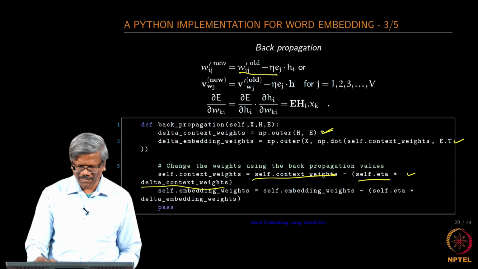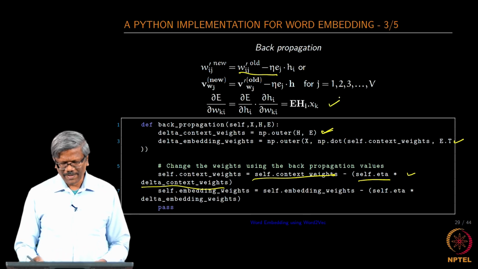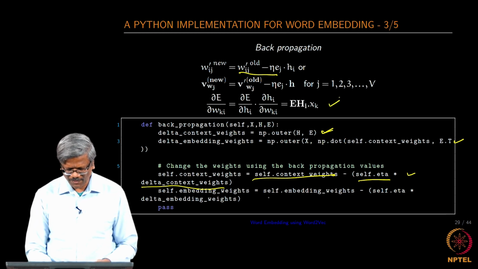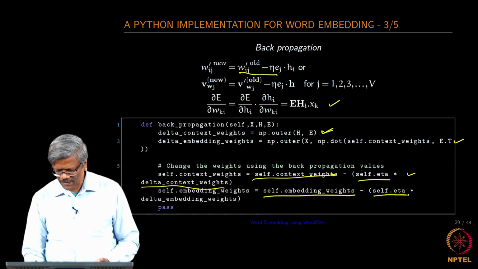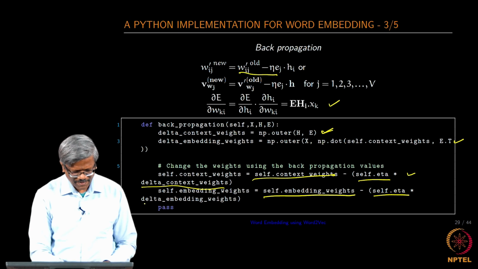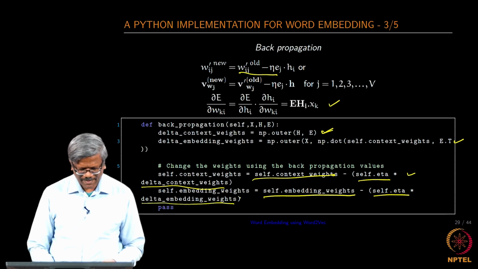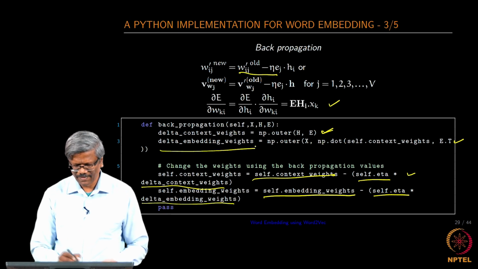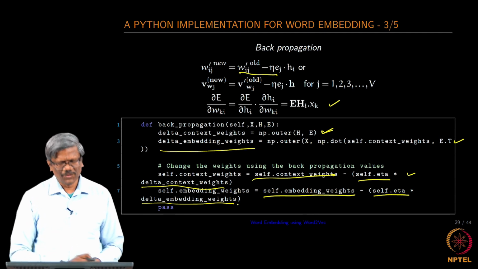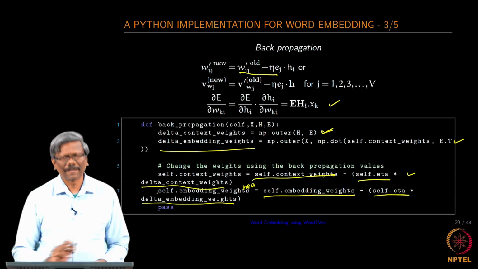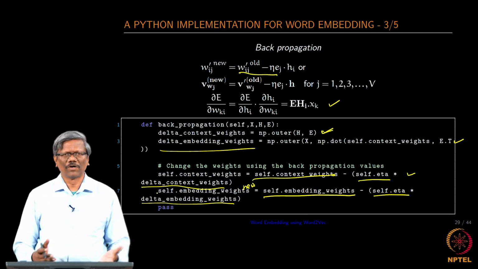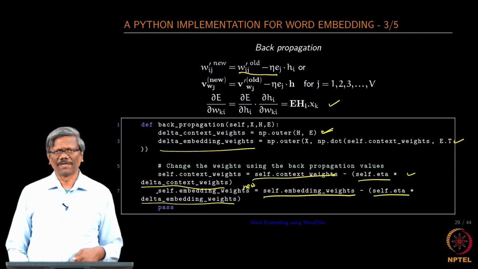Again, using the formula, we are going to be updating the embedding weights. So, we have the old embedding weights here, and then use the same eta parameter, and then use the delta embedding weight that we computed earlier to find the new embedding weights here. So, this is your new value, right. So, in about 5 lines we have done the back propagation part.